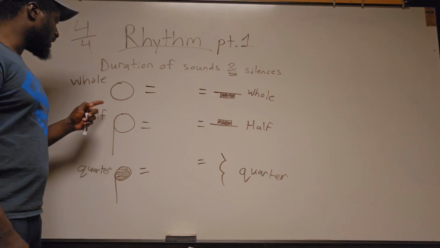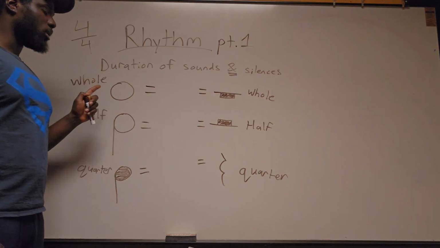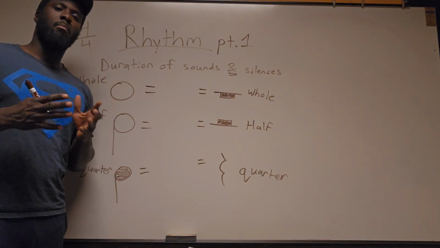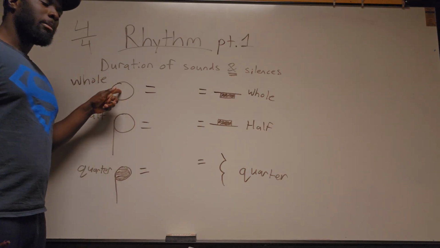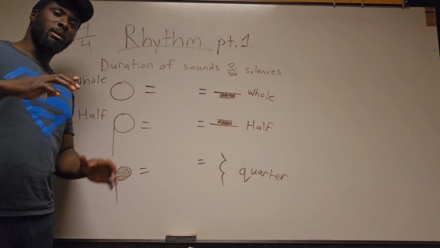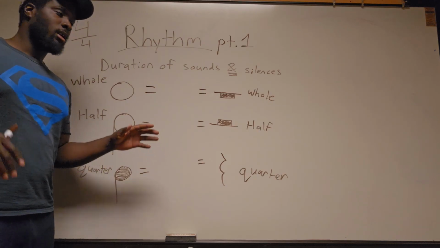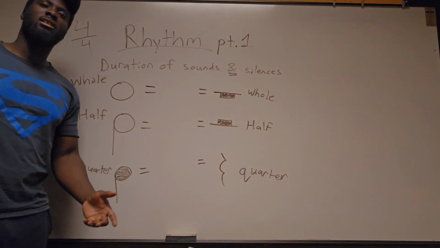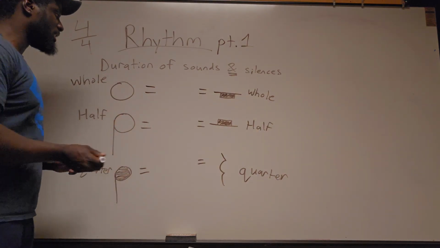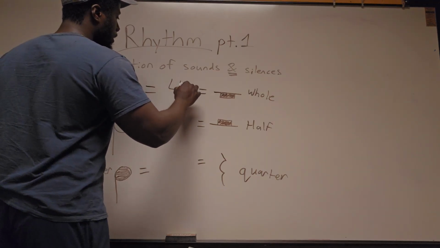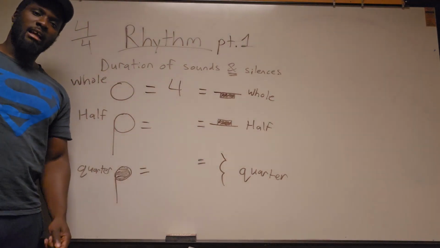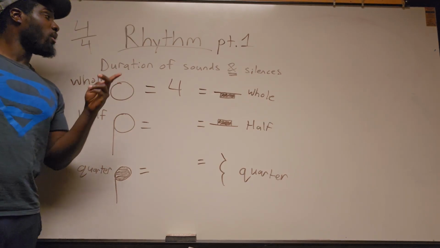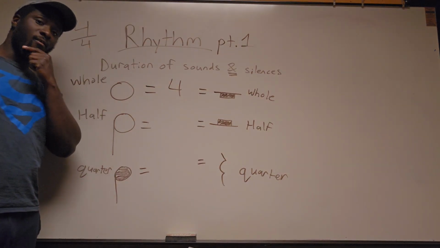How many beats does this take? If this is a whole note, that means within a given measure you're going to be playing this only once because it's going to take the whole measure. And we already know that the top number tells us there are only 4 beats per measure. So this has the value of 4 beats within the context of 4/4.